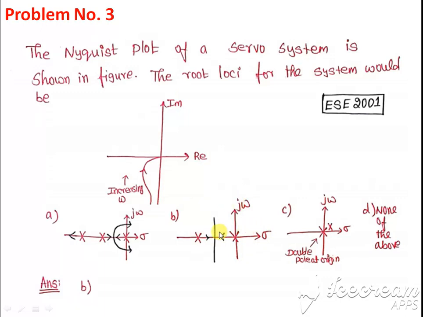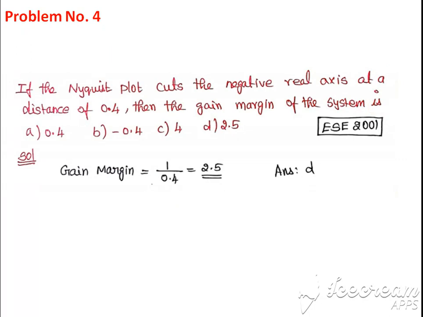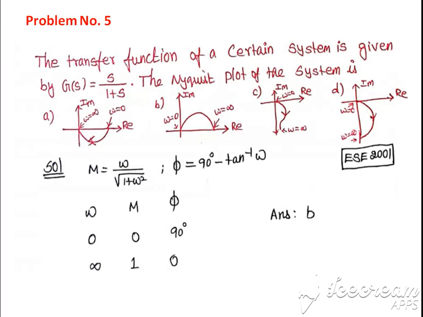This question was previously asked in the engineering service 2001 exam. The next problem: if the Nyquist plot cuts the negative real axis at a distance of 0.4, then the gain margin of the system is: option A 0.4, option B minus 0.4, option C 4, option D 2.5. Gain margin is simply the reciprocal of the magnitude on the real axis, so 1 divided by 0.4 is 2.5. So option D is the correct answer.